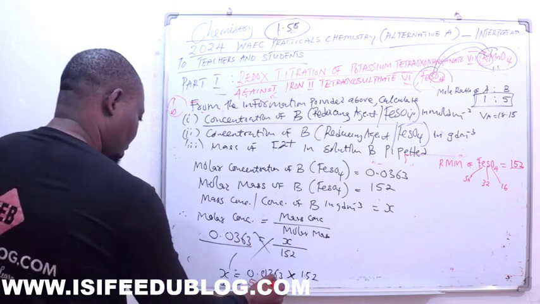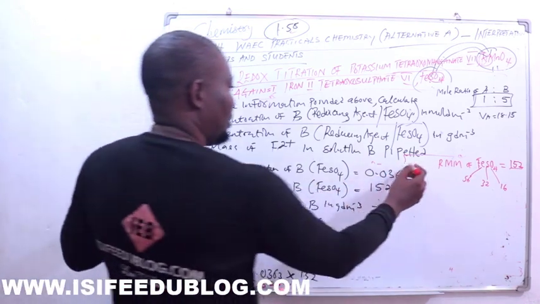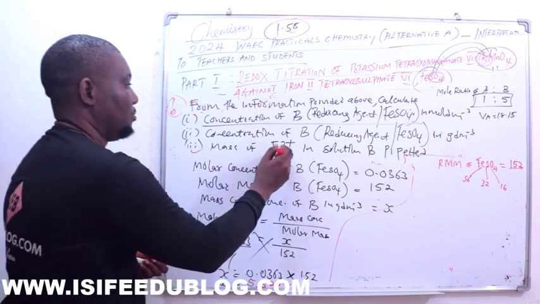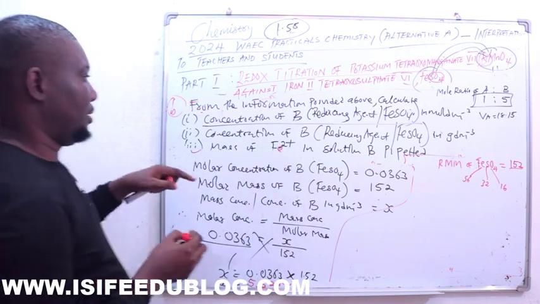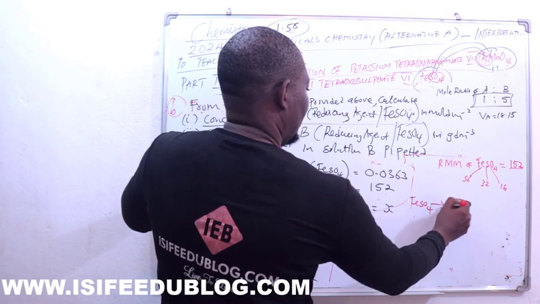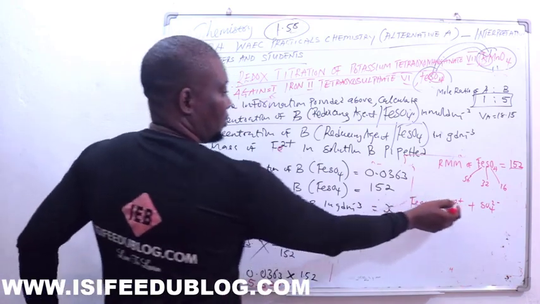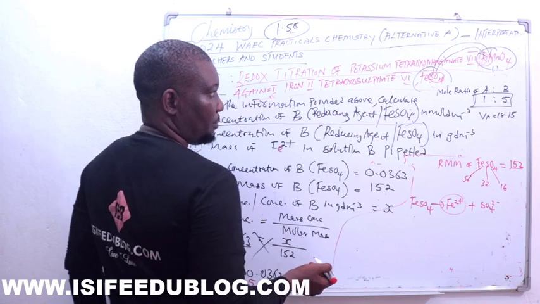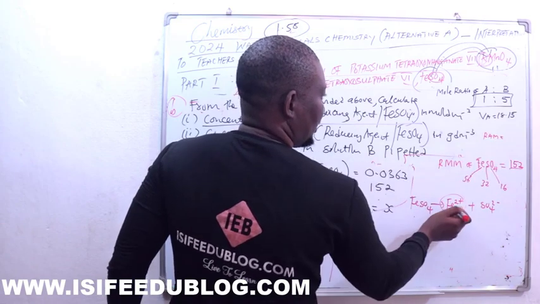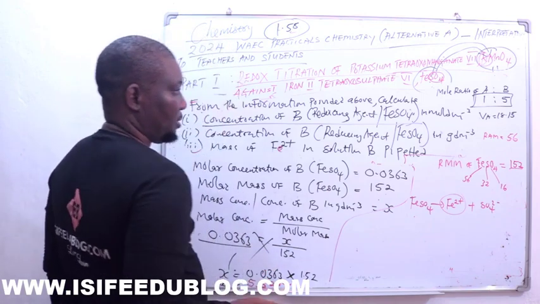5.52 gram. So the last point here is the mass of Fe2+ formed. Basically FeSO4 ionizes, we have this plus this. So this is what we want to find out. Take note that the relative atomic mass of iron, I think it's 56. So it's very important for us to find this mass using it.